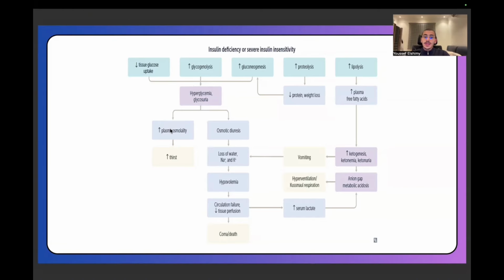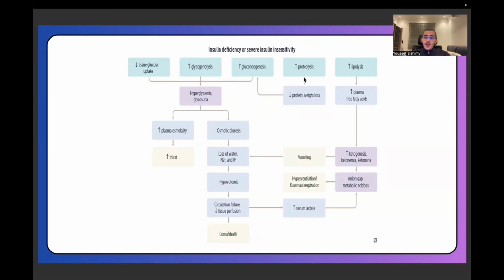For the hyperglycemia, this would also increase the plasma osmolality, because you know that glucose is very high in osmolality, and this would make us feel that we're always thirsty, because there's a lot of sugar in the blood. You need to drink water in order to bring down the plasma osmolality. So that's why patients experience polydipsia.